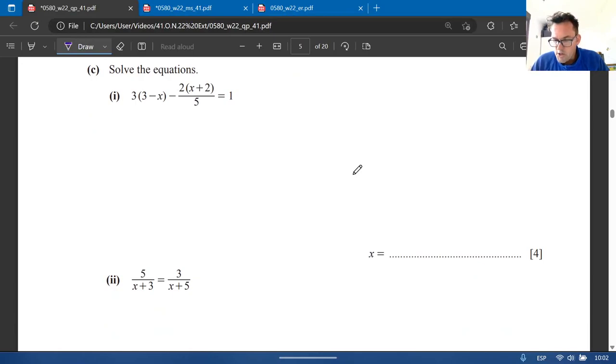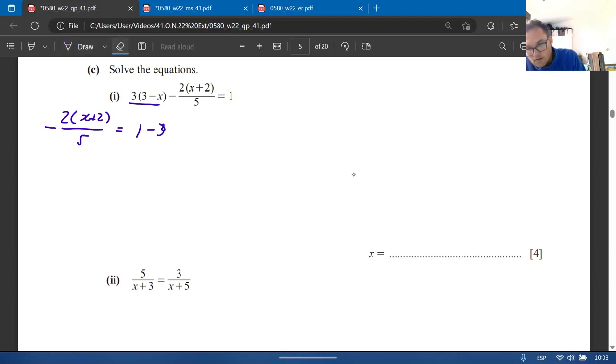Here we get to solving some equations. Oh my goodness, they don't make this easy, do they? Tell you what, question one, I'll do it two ways. First way I'm going to try is, I'm just going to move the 3, bracket 3 minus x to the other side. Just keep it like that, right? So 2 bracket x plus 2 over 5. Move that to the other side. This, so the 1 is there, don't forget it, minus 3 bracket 3 minus x. Close bracket.